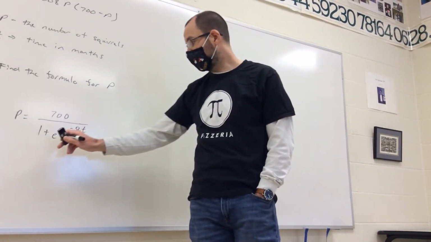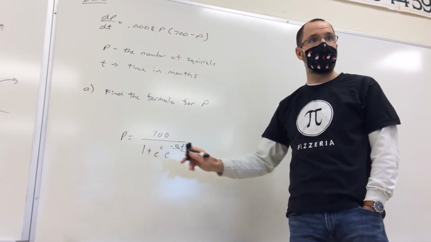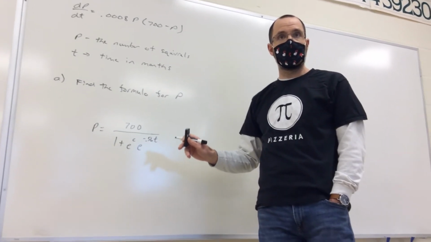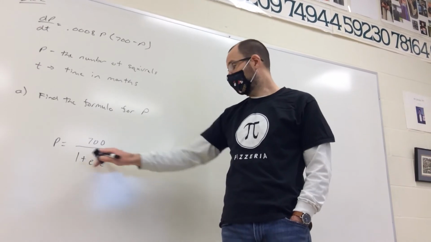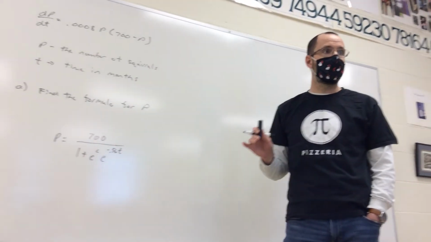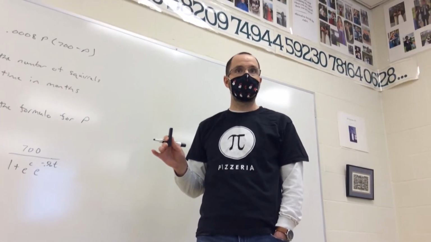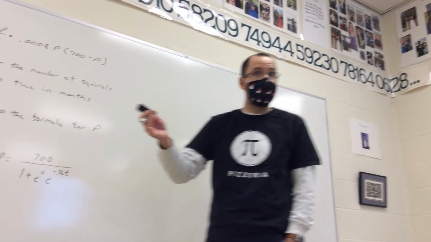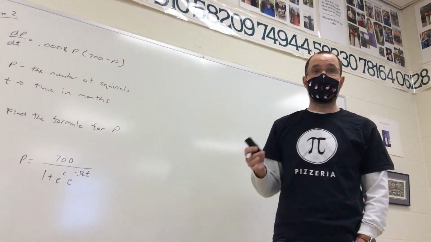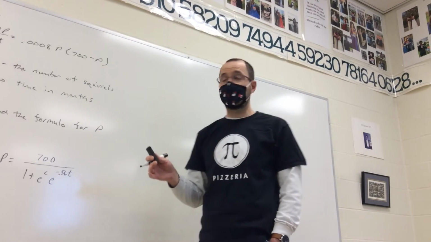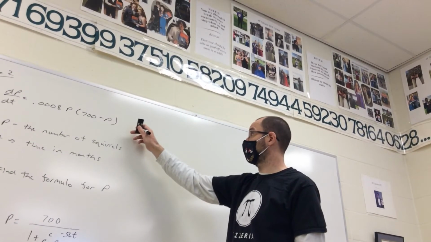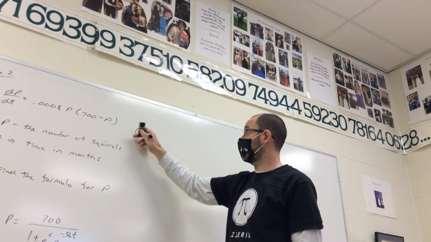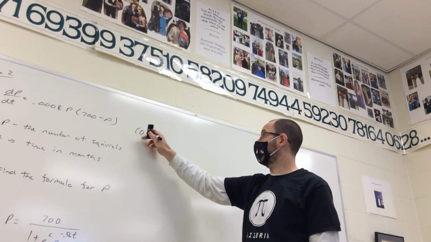So all I've got left is the c. What information would I need if I was going to figure out what c was? I would need a point, right? Or yeah, the starting population would be the best one because it would be nice if it was a 0. Okay, so that information is included in the problem. I just didn't write it down at first. So at time 0, there's 20 squirrels.